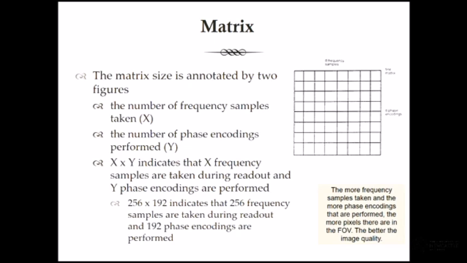So you'll hear people say, I want you to go and do a T1 weighted scan with a 256 by 256 matrix. That's giving you, as the radiographer, a description of how you're going to take the scan. So the number of frequency encodings is taken, that's our X, and our phase is our Y. If we look at that, that will tell us what our matrix is.